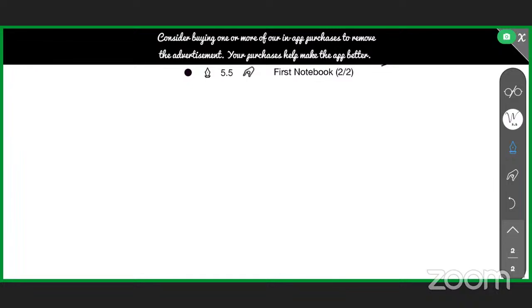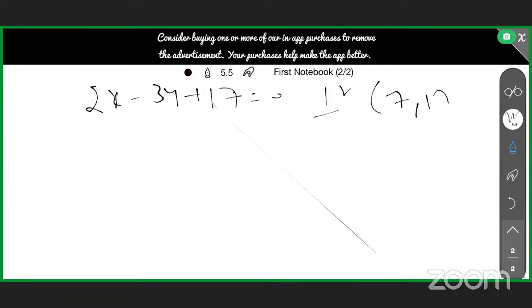Let's write that question. If a straight line is passing through the line 2x minus 3y plus 17 equal to 0 and is perpendicular to the line passing through the points (7, 17) and (15, beta), find the value of beta.